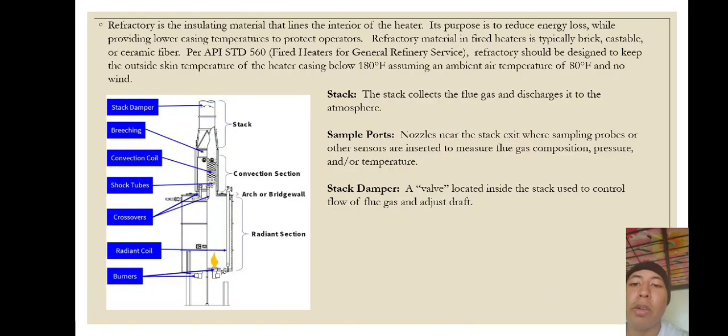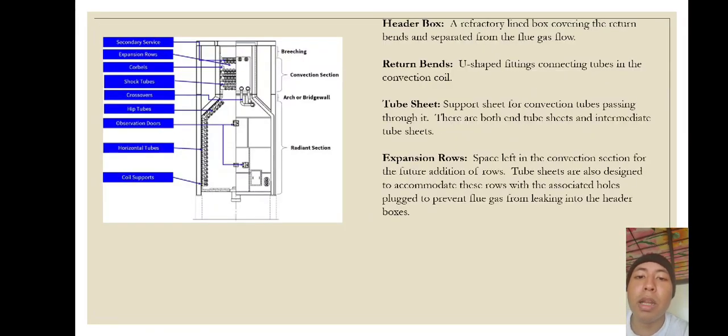So, the function of the stack is that it collects the flue gas and discharges it to the atmosphere. Sample ports are nozzles near the stack exit where sampling probes or other sensors are inserted to measure flue gas composition, pressure, and/or temperature. The stack damper is a valve located inside the stack used to control the flow of flue gas and adjust draft. The header box is a refractory lined box covering the return bends and separated from the flue gas flow. The return bends are U-shaped fittings connecting tubes in the convection coil. The tube sheet is a support sheet for convection tubes passing through it. And for the last one, expansion rows are space left in the convection section for the future addition of rows.